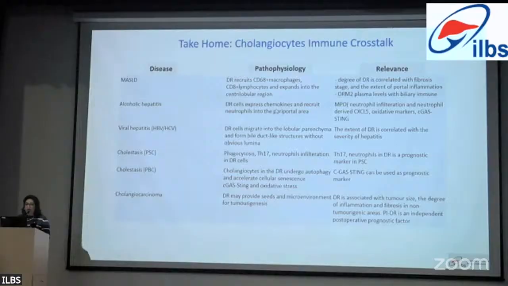Whereas in alcoholic hepatitis, it is more neutrophils which are expressing chemokines and recruited neutrophils to the periportal area through cholangiocytes. Whereas in viral hepatitis, it is more the ductal reaction that leads to the extent of severity of the disease. In PSC, it is neutrophils, Th17 and phagocytosis. In PBC, it is cGAS and oxidative stress. Whereas in cholangiocarcinoma, there is a huge ductal reaction which is directly proportional to the tumor size and the degree of inflammation.